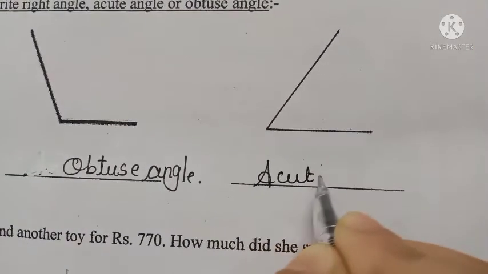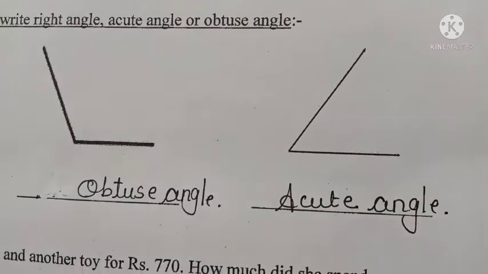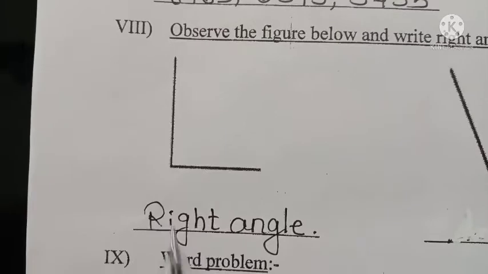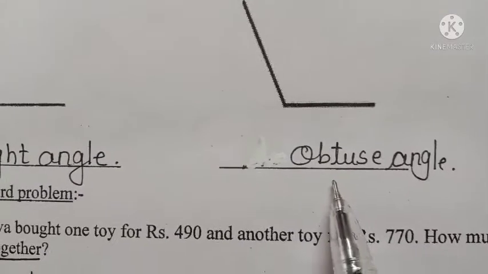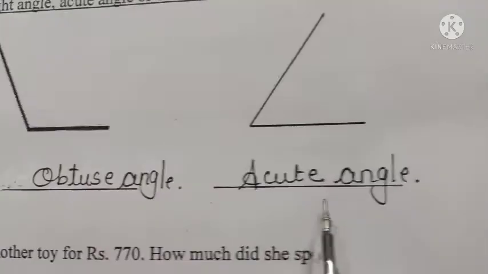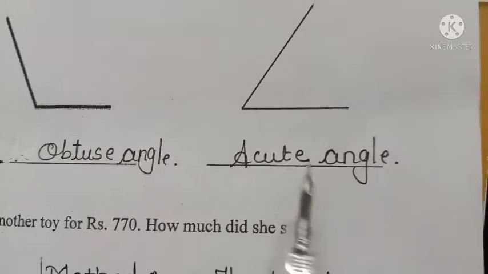So acute angle. So understood students, the figure which is exactly 90 degree is called as right angle. The angle which is greater than 90 degree is called obtuse angle, and the angle which is less than 90 degree is called as acute angle.